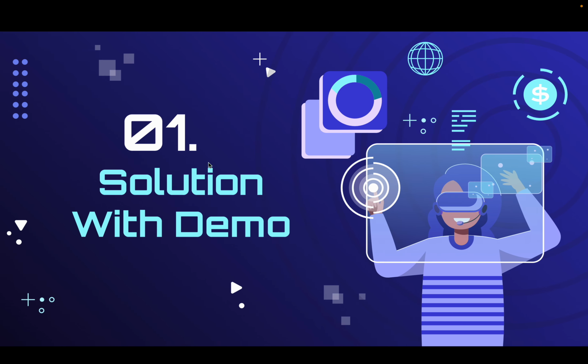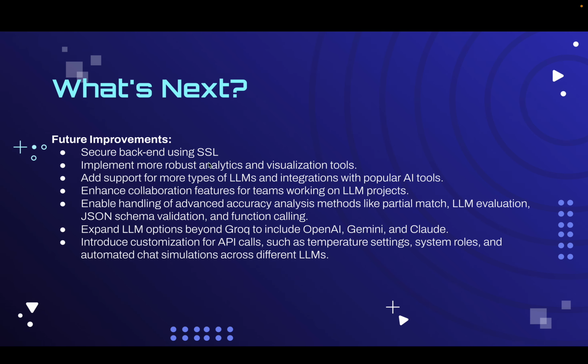So what's next? Securing the backend using SSL, implementing more robust analytics and visualization tools, and adding support for different providers like OpenAI, Gemini, and Claude. We're going to have more analytics tools, and also more methods. Instead of only exact match, we're going to have partial match, LLM validation, and JSON schema validation, all of these things implemented.